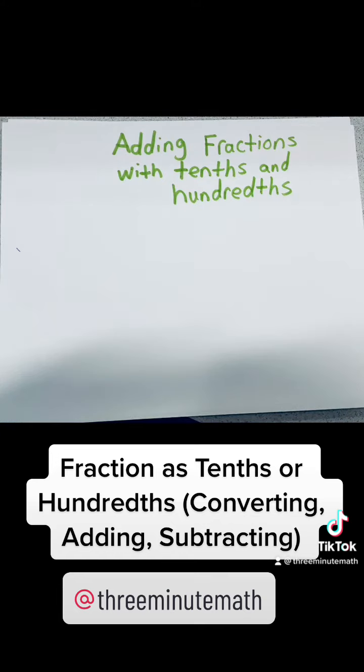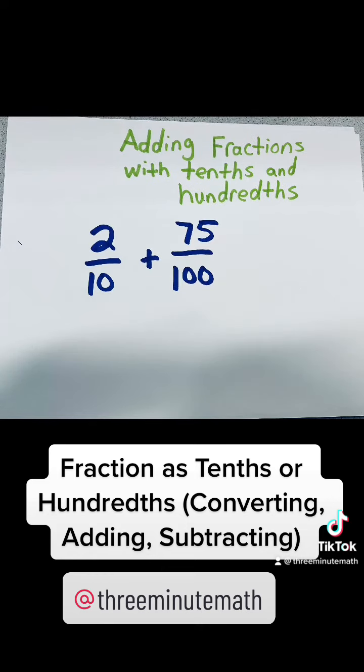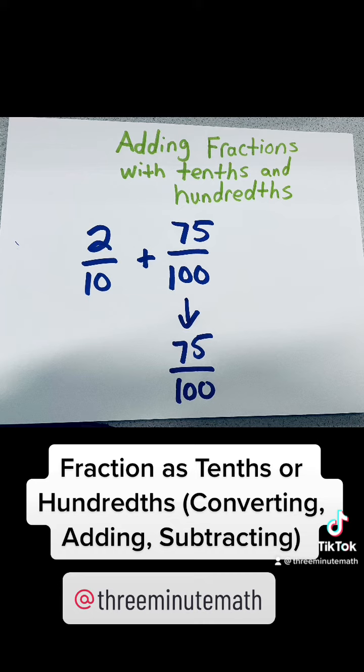Now let's use the skill to add fractions. So I have 2 tenths plus 75 hundredths. Now when adding and subtracting fractions, the denominator must be the same. So we're going to change 2 tenths to have a denominator of 100. I bring down 75 hundredths since I'm not going to change that.